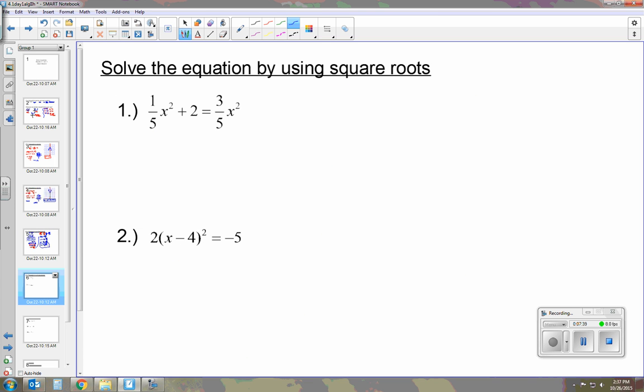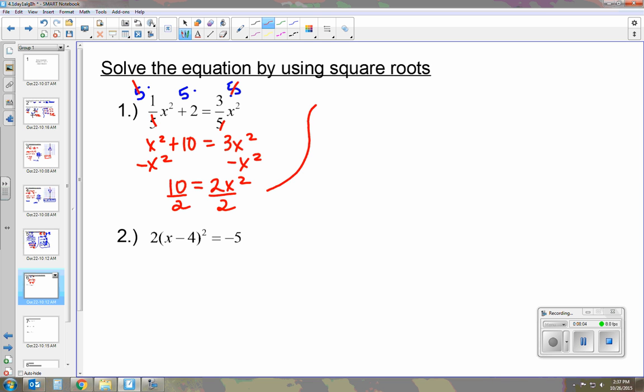Our next one is more square roots, but we're using fractions. Now remember, to get rid of a fraction, we multiply by the common denominator. In this case, it's 5. So we get x squared plus 10 equals 3x squared. Subtract the x squared. We get 10 equals 2x squared. Divide by the 2. We get x squared equals 5. Square root both sides. Plus or minus. So x will equal plus or minus the square root of 5. That one was quick. Okay.